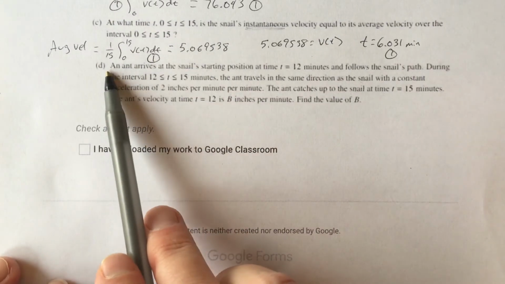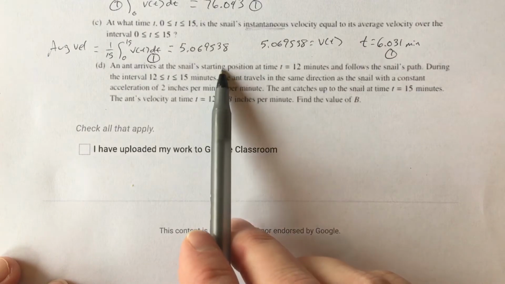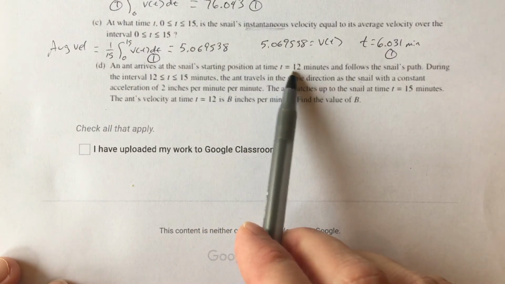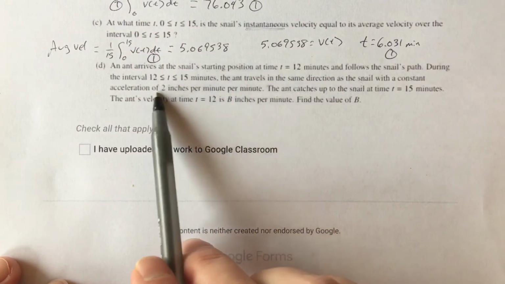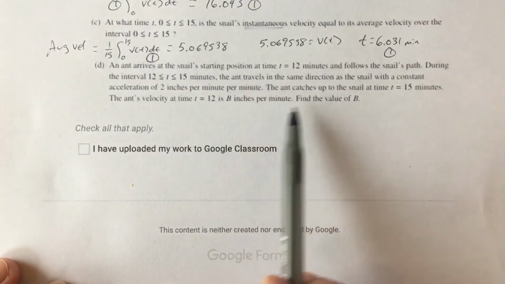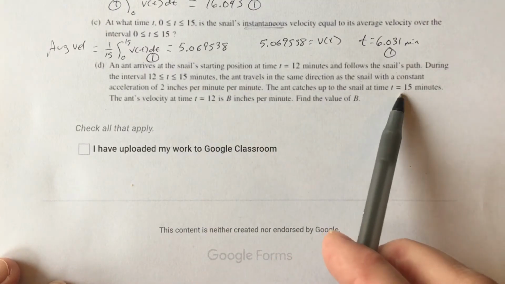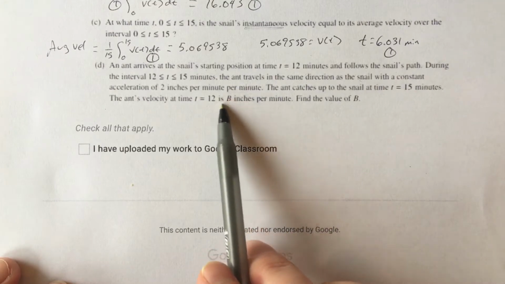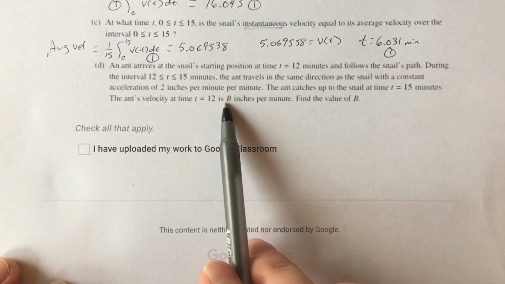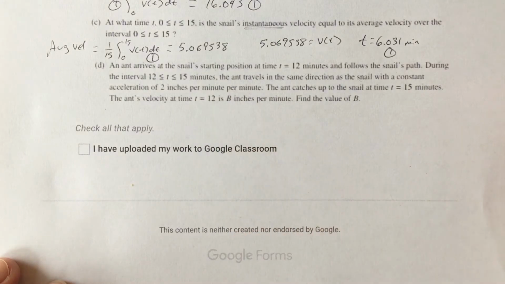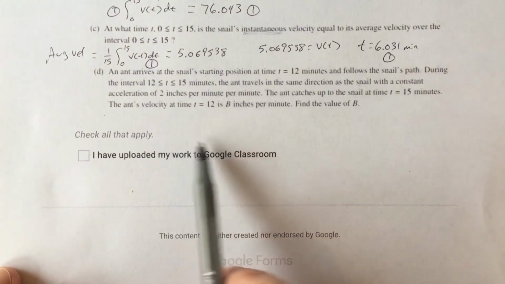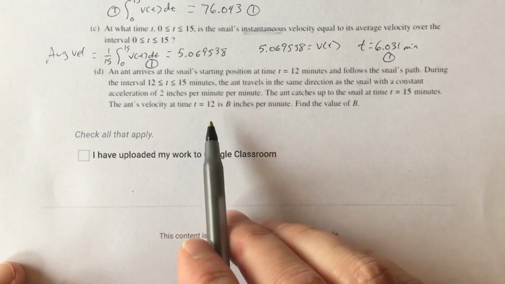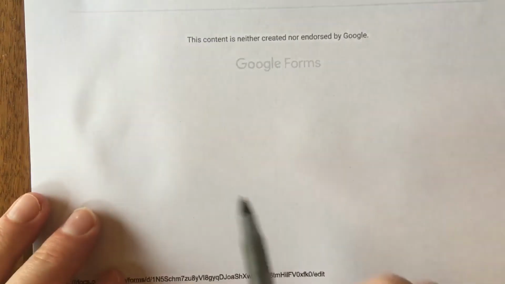All right, then we get to D. D says now we have an ant that comes to the starting position after the 12-minute mark, goes with a constant acceleration of 2 inches per minute, and catches the snail at time 15. We want to know how fast the ant was traveling initially at the 12-minute mark. This one can twist you in a million different directions. I'm going to walk you through what I think is the easiest way to understand it.